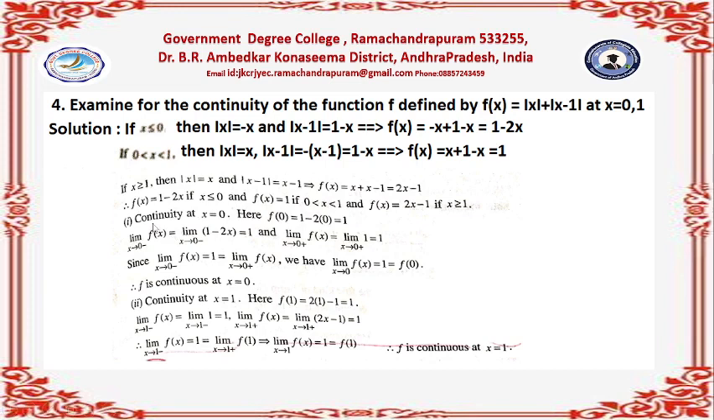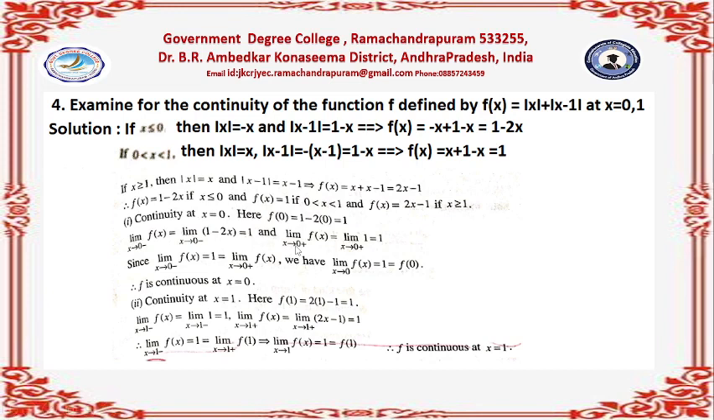In the first case, continuity at x is equal to 0. So what is the value of the function at 0? That means we have to consider this condition, 1 minus 2x. So 1 minus 2 into what is x now? 0. So that becomes equal to 1. Next, what is the left hand limit? Limit f of x as x tends to 0 minus is nothing but limit 1 minus 2x as x tends to 0 minus, this is 1.